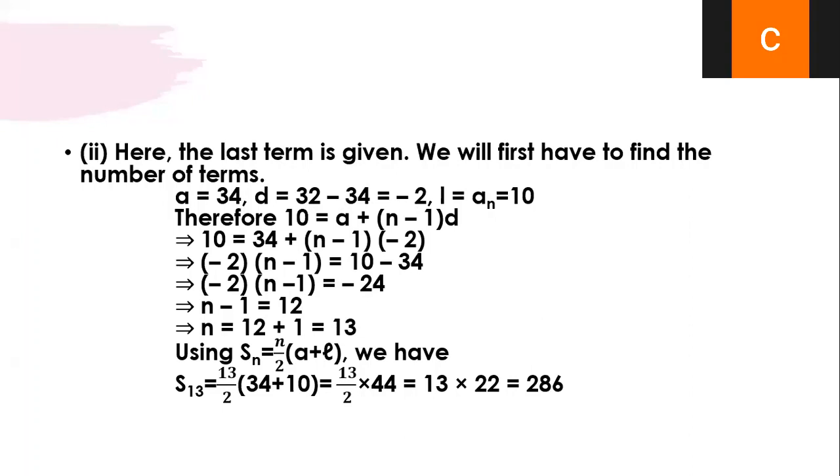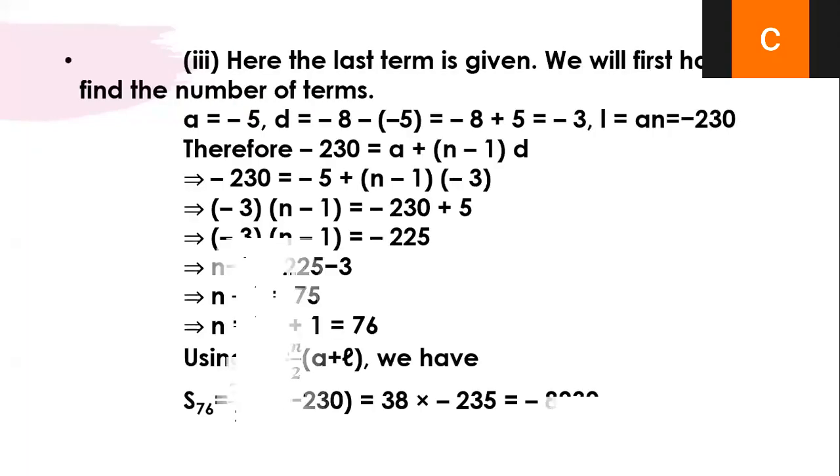-5 plus -8 plus -11 till -230. Here A value is -5, D value is -8 minus of -5, it is -3. N value... -230. Tell me what is the N value, children? 76. 76 is correct.